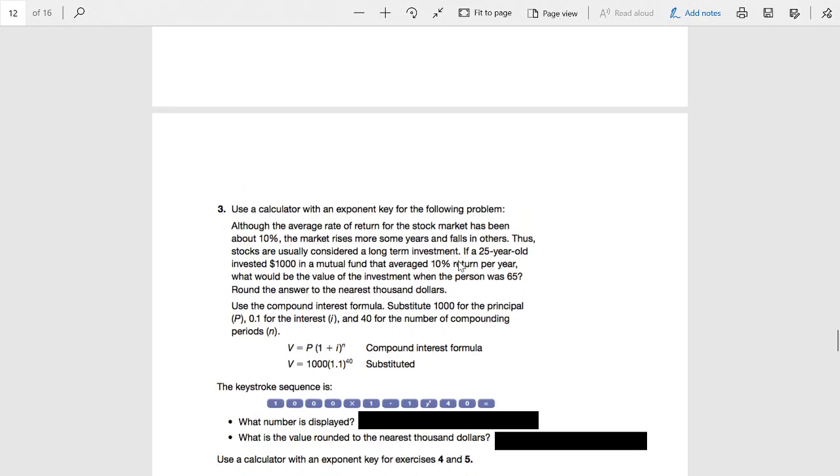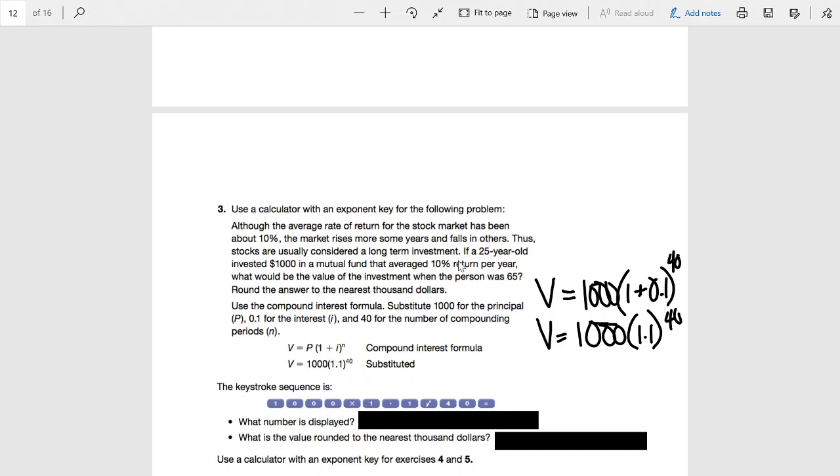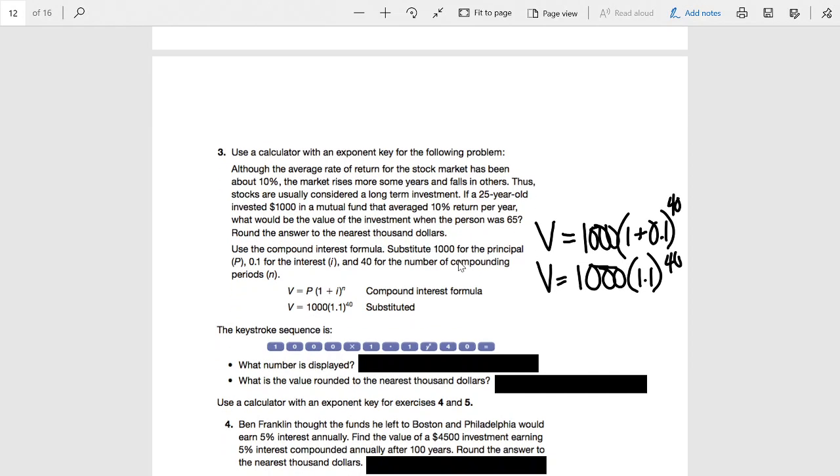Well, we start with what we had up here and we say our current value equals our principal, which in this case is still 1,000, times the 1 plus our interest, which is 0.1. And then how many years? Well, from 25 to 65, that's 40 years. So we would plug into our calculator 1,000 times 1.1 to the 40th power. When we do that, we get a pretty big number, and I'll just do it on my calculator really quick. As I do this, you should be following along with your calculator as well, of course.